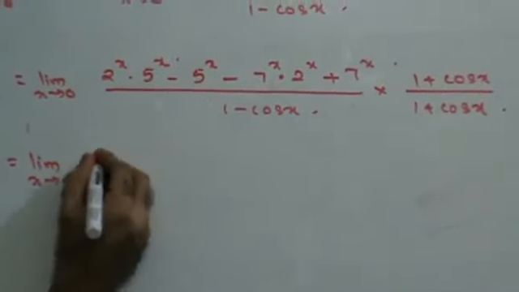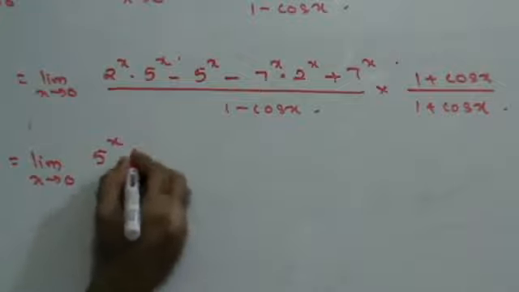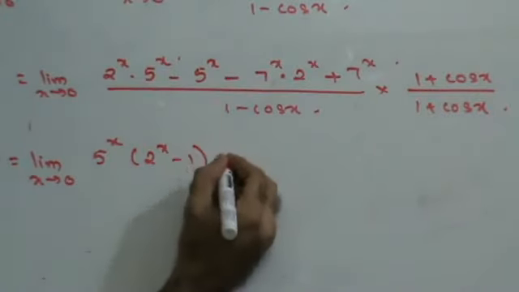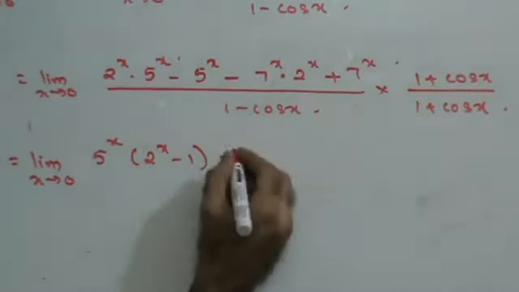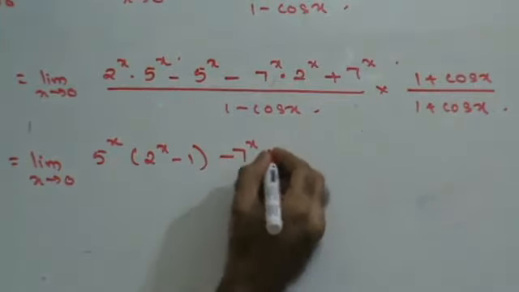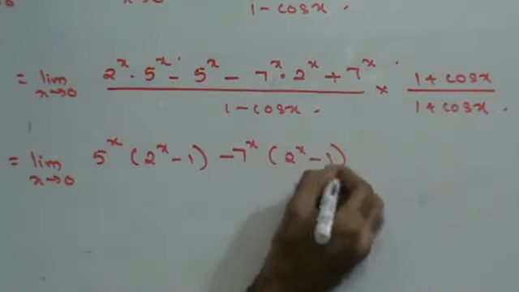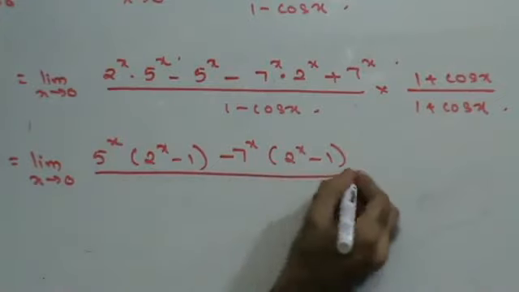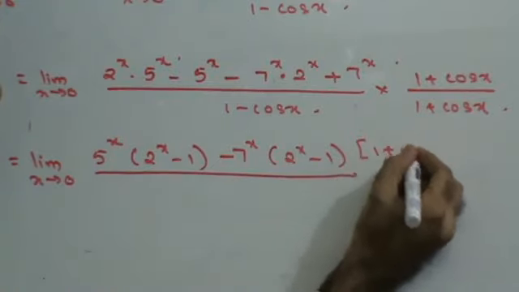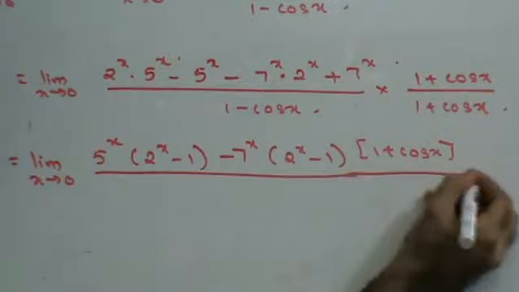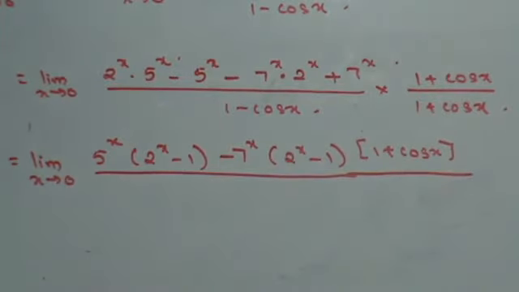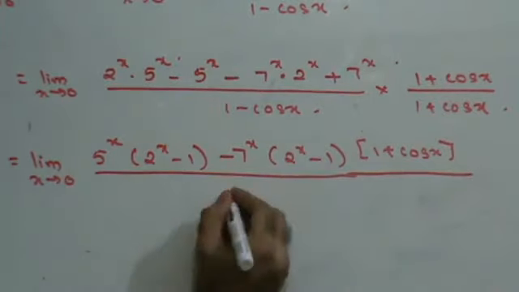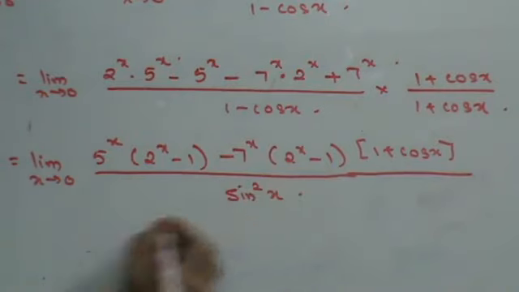Between these two terms I can take 5 raised to x common, so I'll get 2 raised to x minus 1. Between these two terms I can take 7 raised to x common, so I'll get 2 raised to x minus 1, into 1 plus cos x. In the denominator, 1 minus cos x, 1 plus cos x is 1 minus cos square x, which is nothing but sine square x.